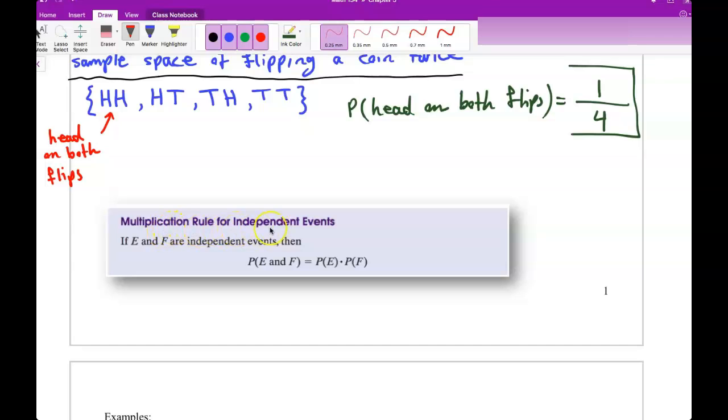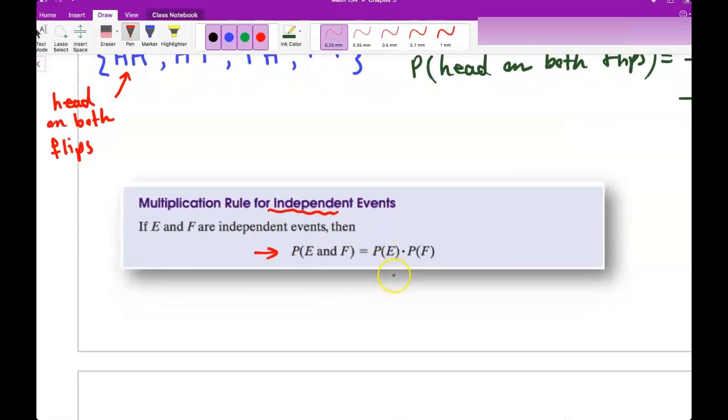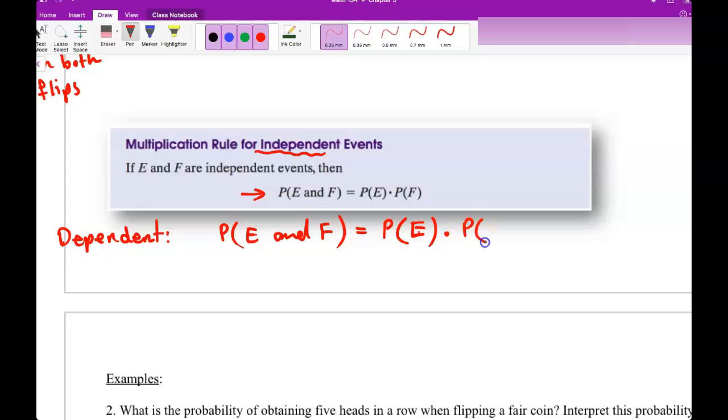Now next part is multiplication rule for independent events. So this is what we have for this part. Probability of E and F is equal to probability of E multiplied by probability of F. We're going to cover dependent events later, but I write that part here too, so you can compare what is the difference. So for dependent events, we have probability of E and F is equal to probability of E multiplied by probability of F depending on E.